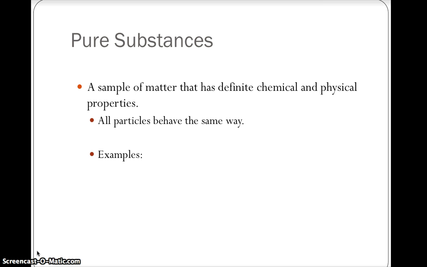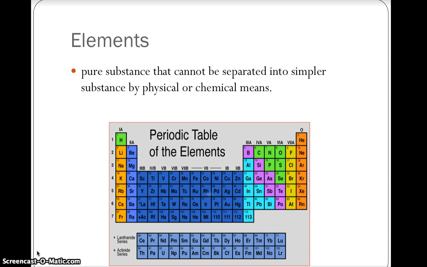All right, let's move on to elements, the first type of pure substance. This is a pure substance that cannot be separated into simpler substances by physical or chemical means. If it is found on the periodic table of elements, then it is one of the elements. So I know the symbols don't necessarily make much sense right now, but if you look at the periodic table that we have in class, or any periodic table that you find, not only does it have the symbols, but it should also have the name. And if that name is one of the things you're trying to figure out as an element or something else, then it's on the table, it's an element.